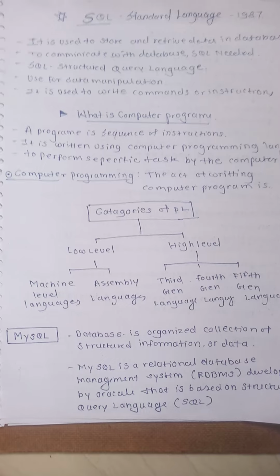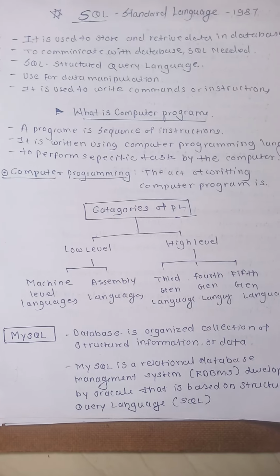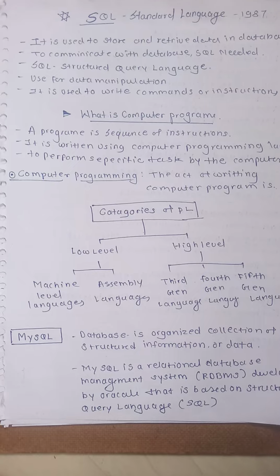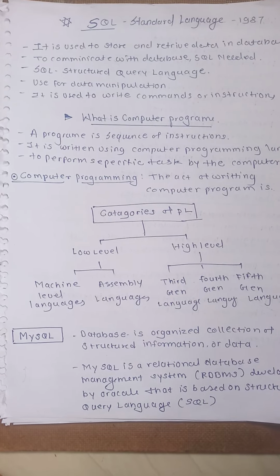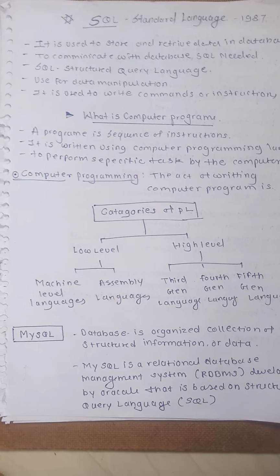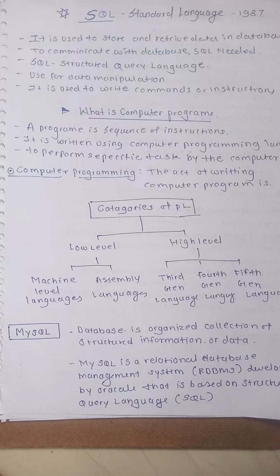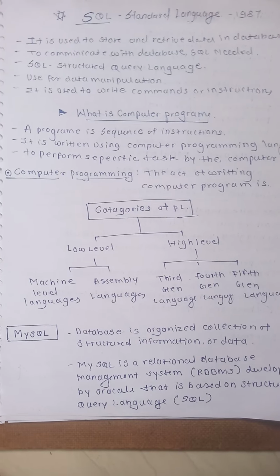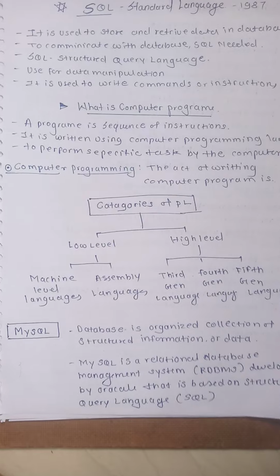And what is actually a computer program? It is nothing but a sequence of instructions. It is written using a computer programming language to perform specific tasks by the computer. And then, what is computer programming? The act of writing a computer program is nothing but computer programming.